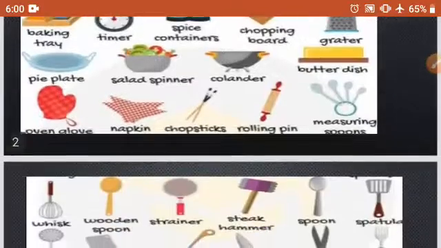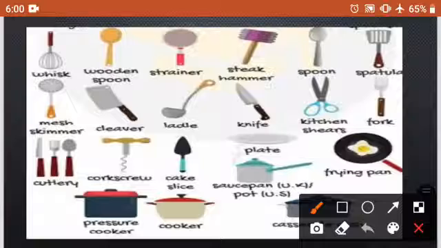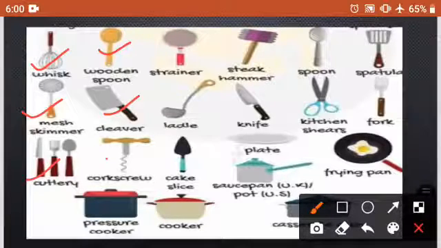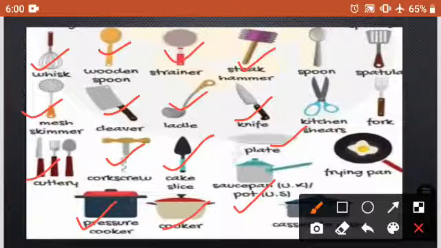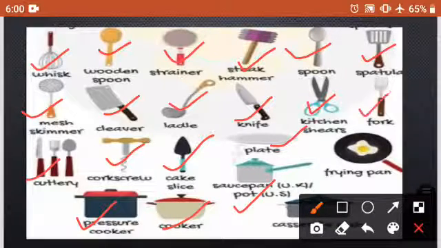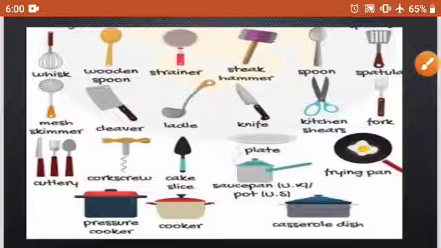Now there are some more over here. Whisk, mess skimmer, cutlery, wooden spoon, cleaver, corkscrew, pressure cooker, strainer, ladle, cake slice, cooker, stick hammer, knife, plate, saucepan, spoon, spatula, kitchen shears, fork, frying pan, and this is the casserole dish. So these are the different types of utensils which are necessary for cooking.